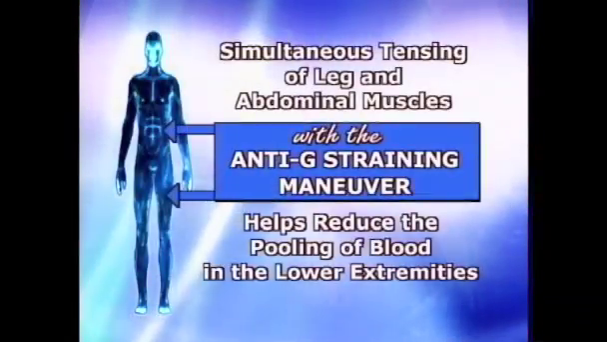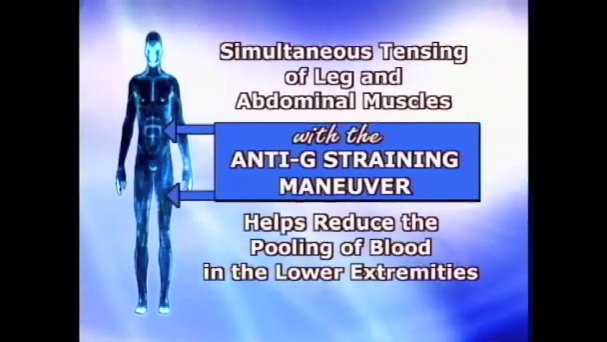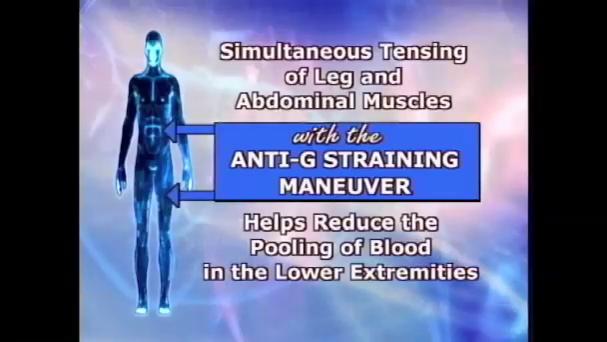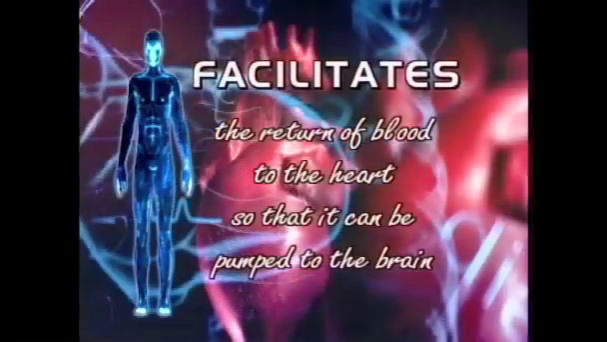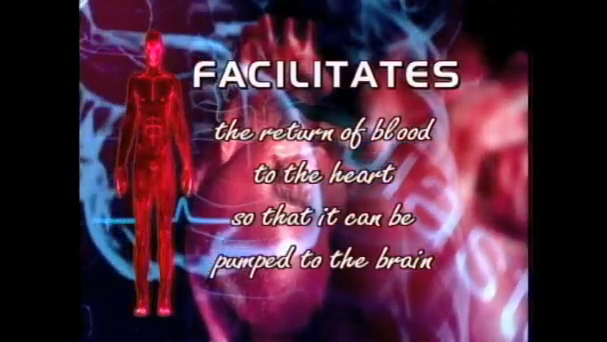The simultaneous tensing of leg and abdominal muscles with the anti-G straining maneuver helps reduce the pooling of blood in the lower extremities and facilitates the return of blood to the heart so that it can be pumped to the brain.